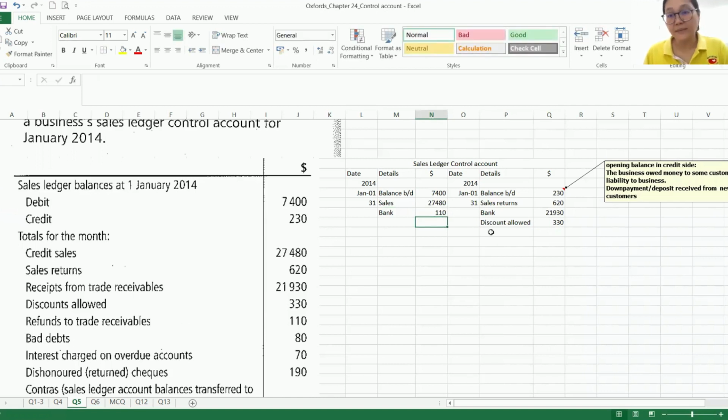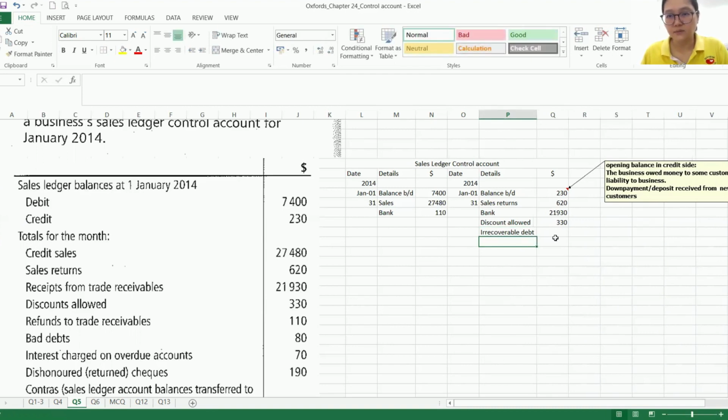Next is bad debt. Bad debt is an irrecoverable debt. So we use a new term, irrecoverable debt. Okay, let's move on.